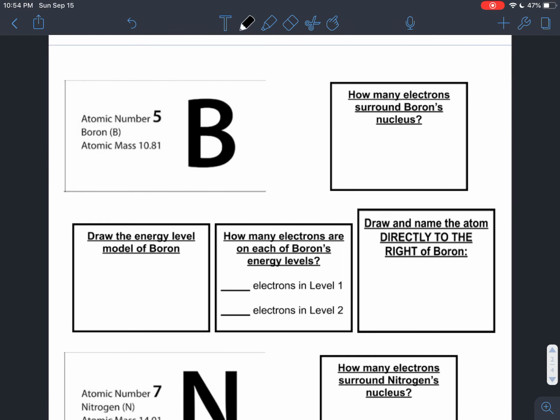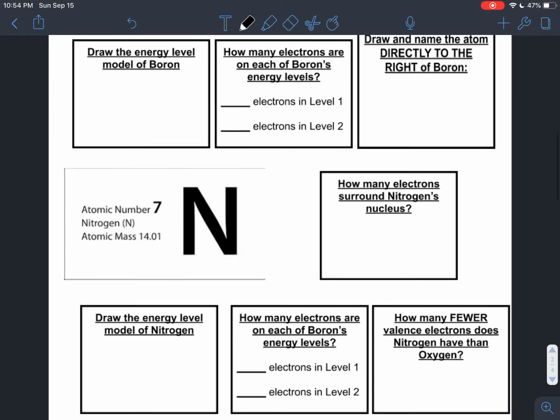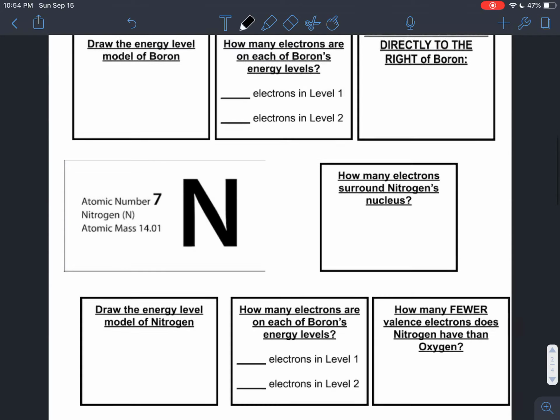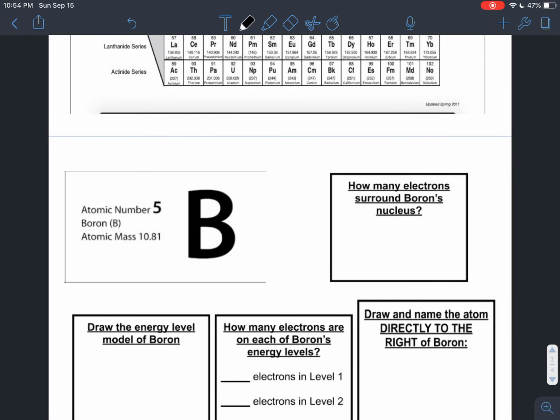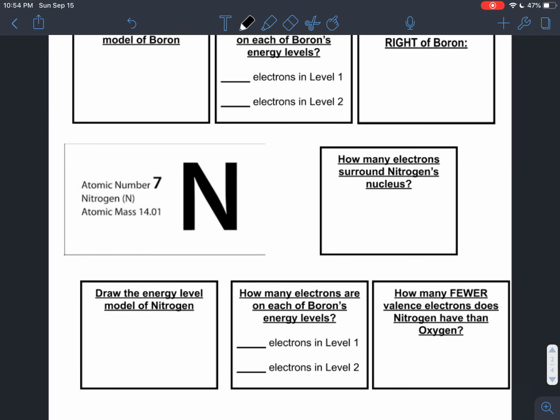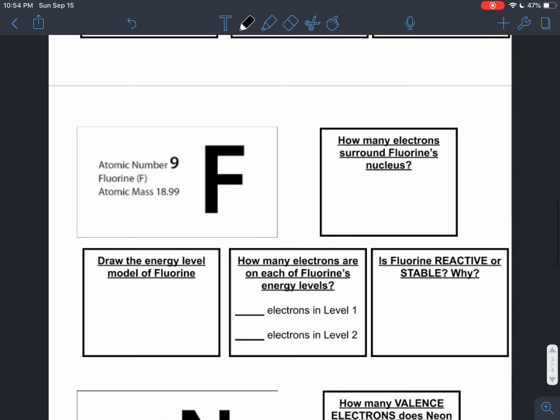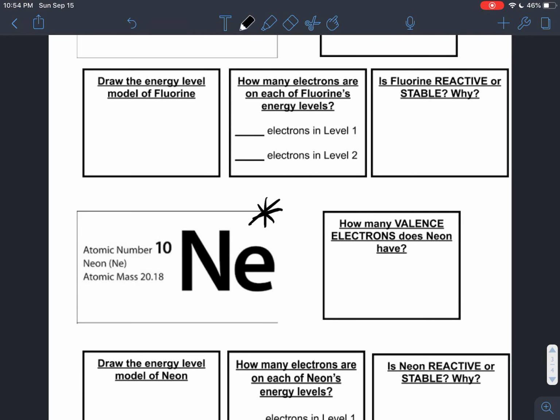Next up, you have an envelope on your desk. This envelope contains a bunch of cards, but it contains 5 or maybe 4. It contains 4 important cards. It contains the boron card. It contains the nitrogen card. It contains the fluorine card. And it contains the neon card.